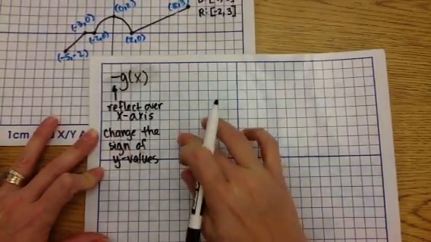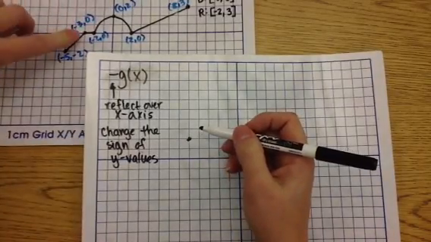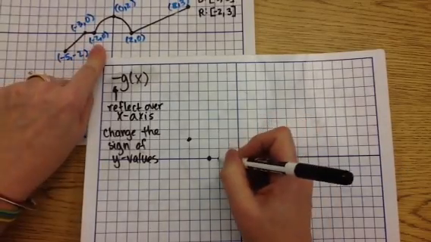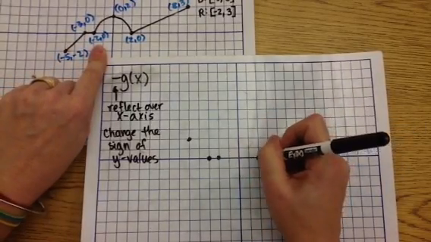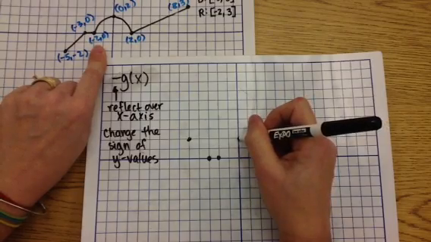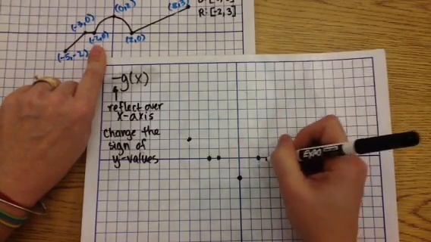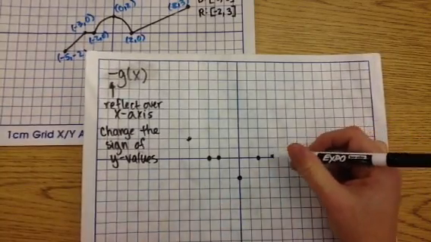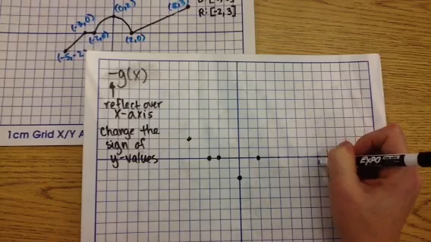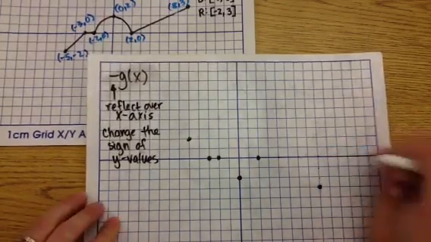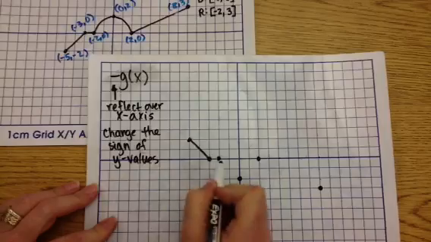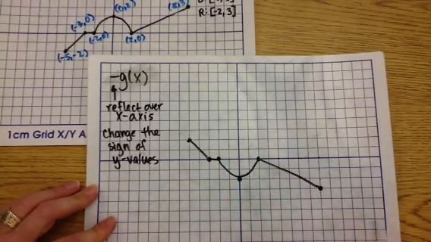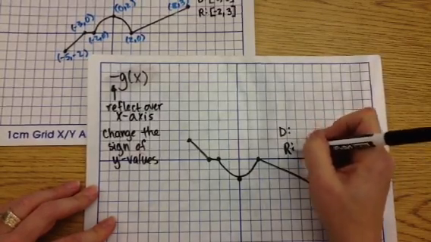So (-5, 2) becomes that ordered pair. (-3, 0) stays (-3, 0) because 0 doesn't have positive or negative. (-2, 0) stays the same, so does (2, 0). But (0, 2) is going to become (0, -2). And (8, 3) becomes (8, -3). So connect the dots the same way. Straight line, semicircle, straight line. And we want to look at domain and range.